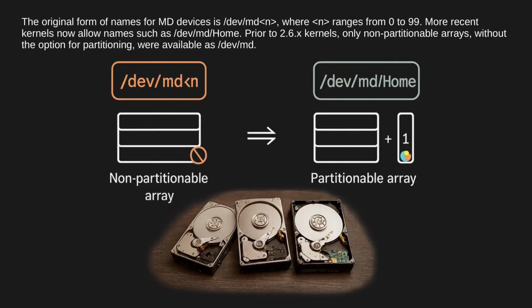The original form of names for MD devices is /dev/md<n>, where <n> ranges from 0 to 99. More recent kernels now allow names such as /dev/md/home. Prior to 2.6.x kernels, only non-partitionable arrays without the option for partitioning were available as /dev/md<n>.